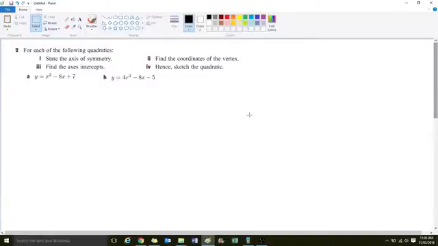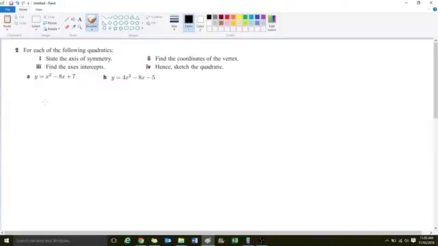Okay, for the following quadratics, state the axis of symmetry, find the coordinates of the vertex, find the axis intercepts, and hence sketch the quadratic. Okay, so if we look at the first one, we have x squared take 8x plus 7.